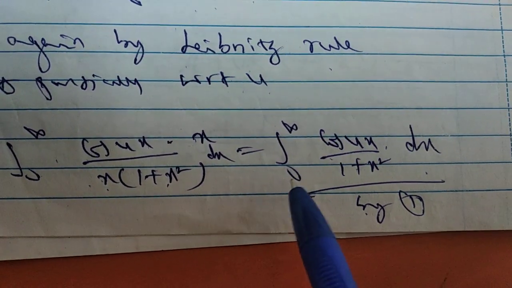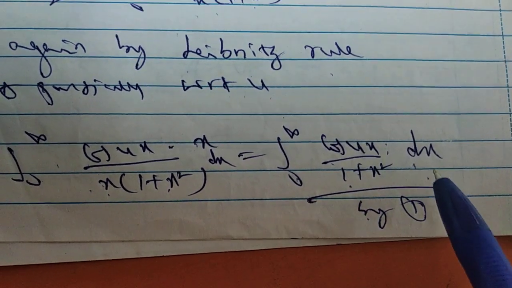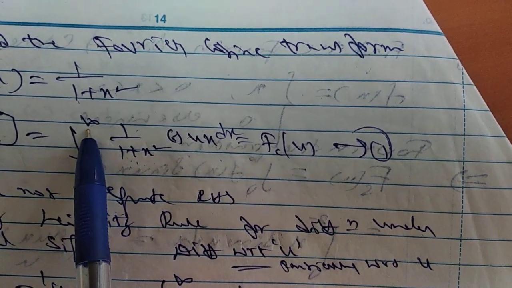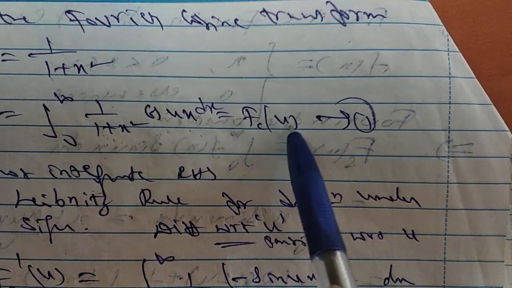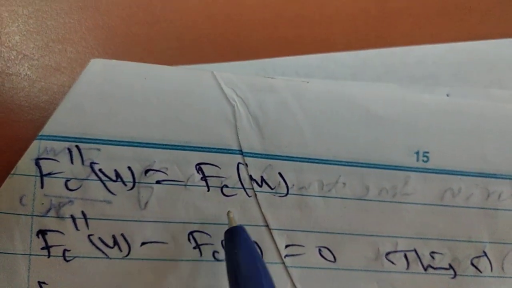How to write? Integral of 0 to infinity cos ux over 1 plus x square dx. See here, that is equation number 1. What is equation number 1? Integral of 0 to infinity cos ux over 1 plus x square into dx, that can be written as F of u. So now this equation: left hand side is F double dash of u, and right hand side can be written as F of u. So now F double dash of u is equal to F of u.